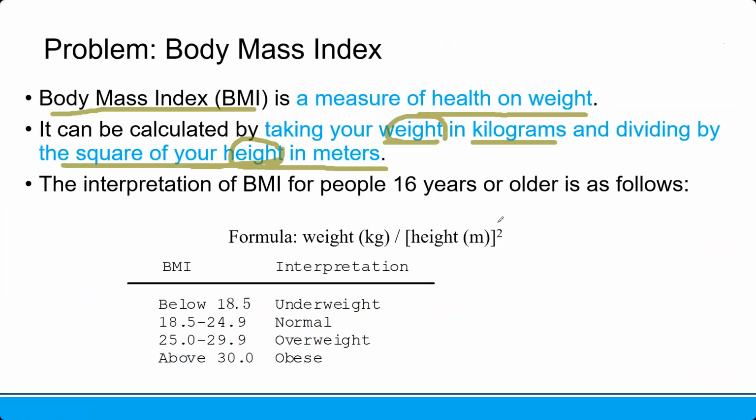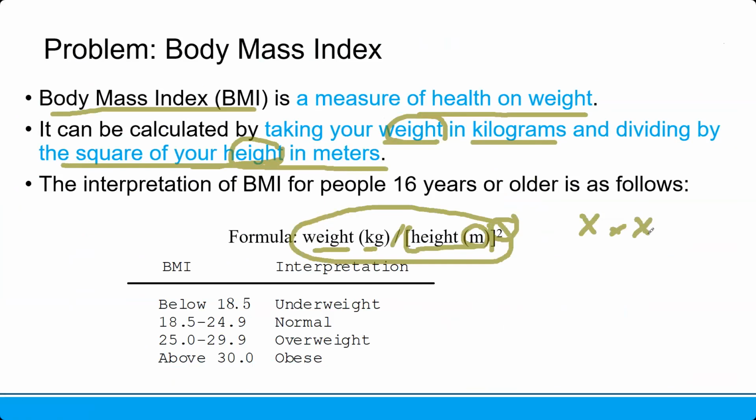So the formula will be this one. Weight in kilogram divided by the height in meters, and then we want to square this one. Square means, let's say I have a variable x, so I can just multiply again with x. So x multiplied by x is square. Okay. Or we can have the x star star 2. Okay. So it is square.